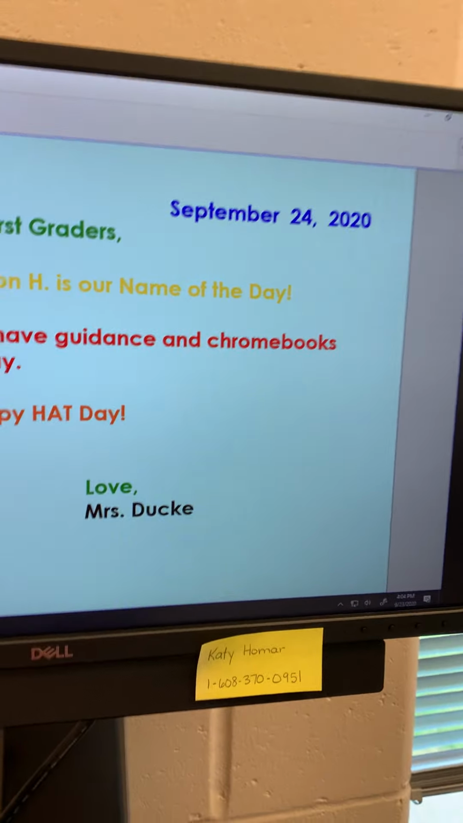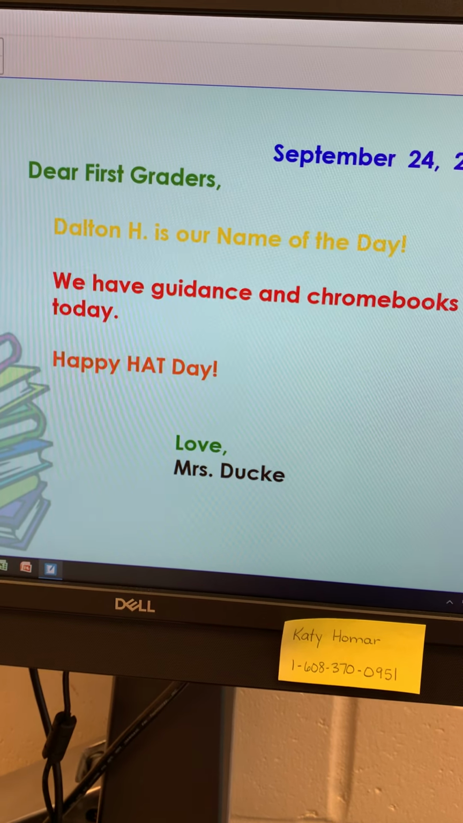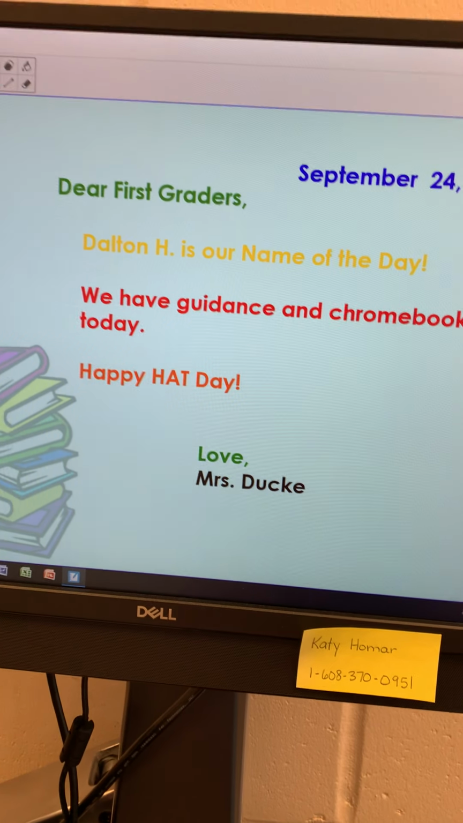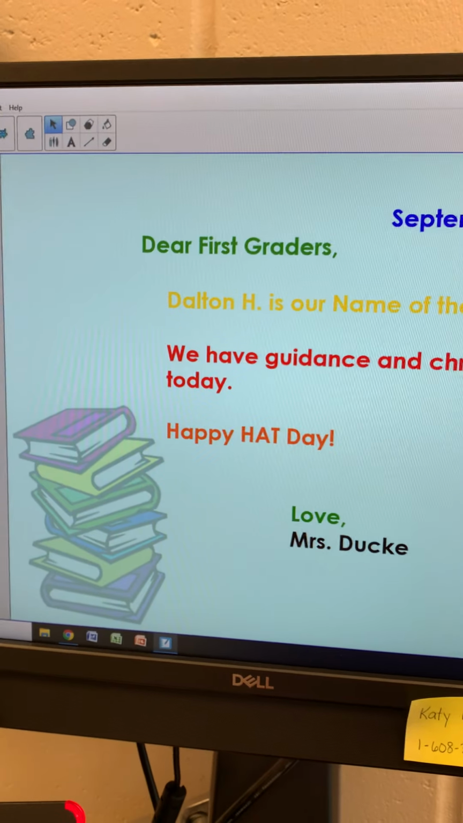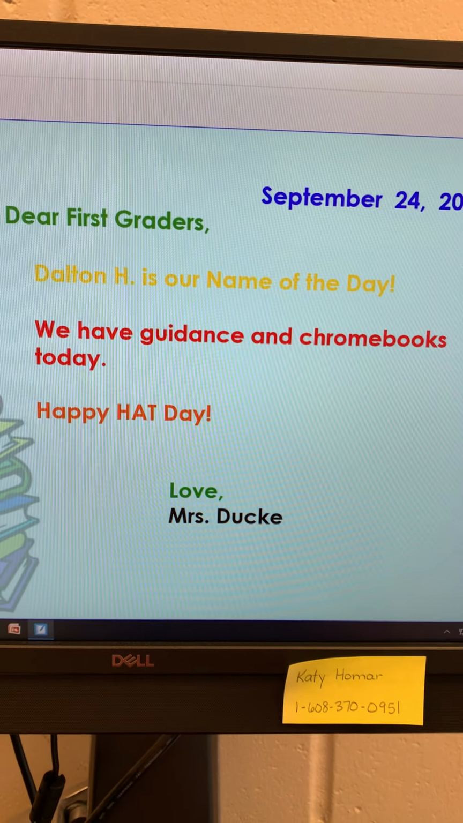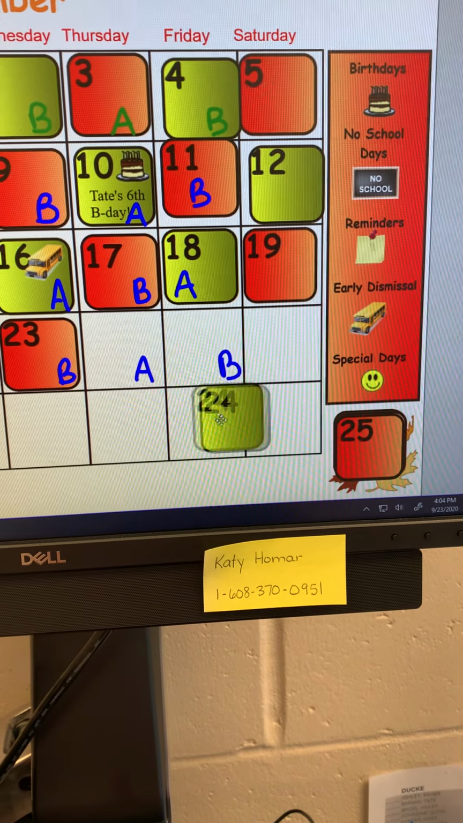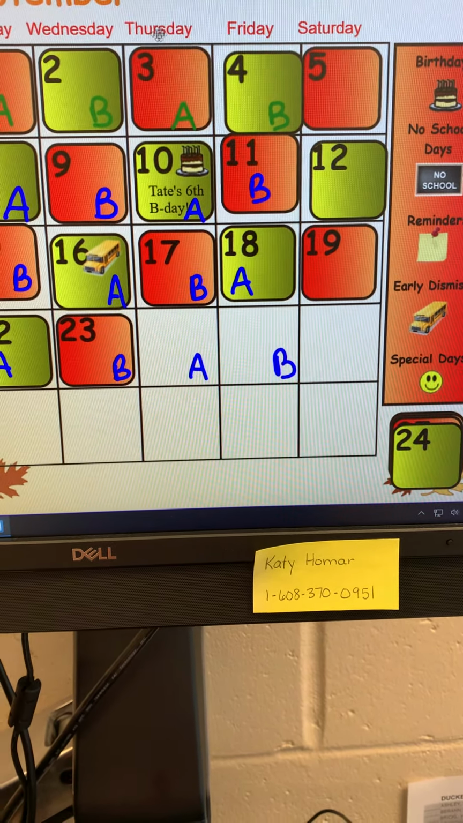So we start our morning usually on the smartboard, and we have a morning message that we read together. We talk about the date, the greeting, the closing, the signature, and of course the body of our message. It usually tells us what we're going to be doing today, any special events that are going on. And then we have our calendar where we drag the date over and put it in the spot. We talk about going up the column to see which day it is.